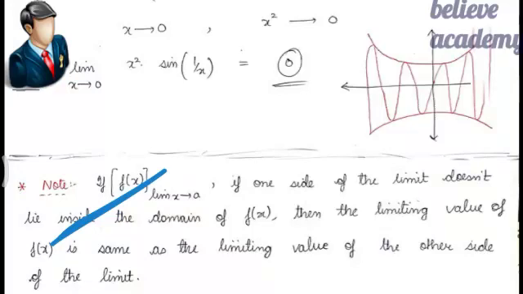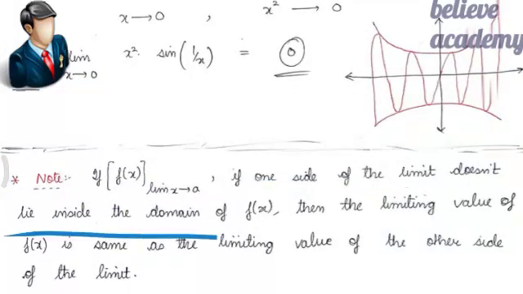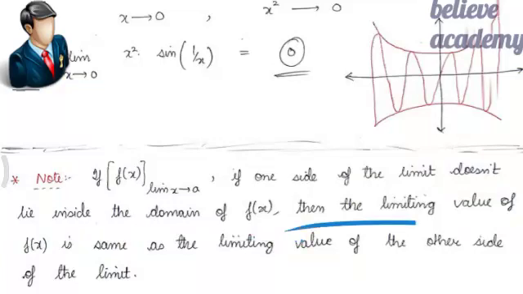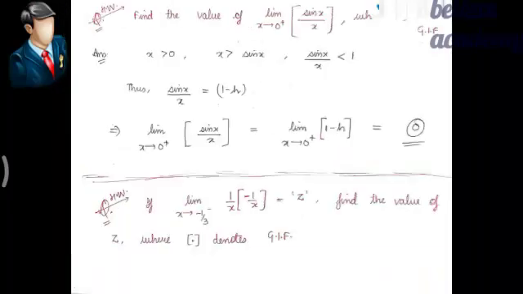So basically, if f of x, limit x tends to a, if one side of the limit doesn't lie inside the domain of f of x, then the limiting value of f of x is the same as the limiting value of the other side of the limit. So basically, what does it mean? Let us try to understand with the help of an example here.